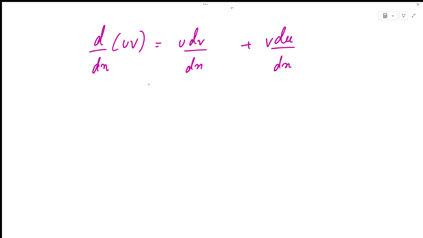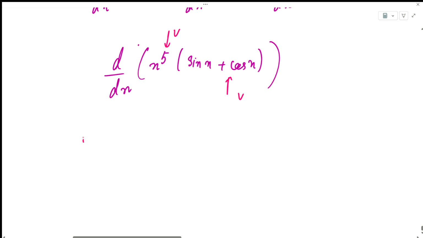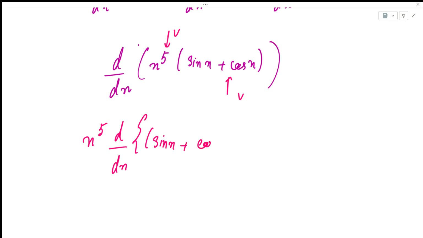So if you have d by dx of, let's say, x to the power 5 into (sin x plus cos x), what I'm gonna do is treat x to the power 5 as u and this as v. So I'll take x power 5 outside and take the derivative of sin x plus cos x, and then I'm gonna take sin x plus cos x out of the way, and differentiate x to the power 5.